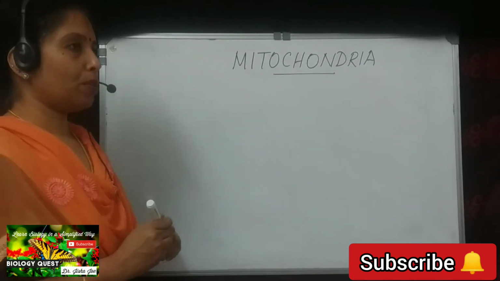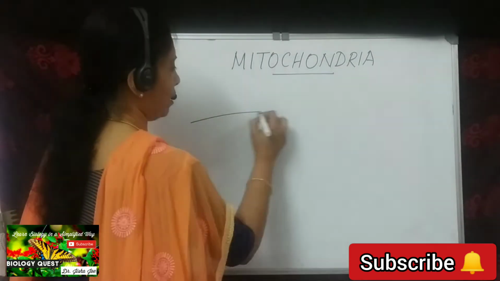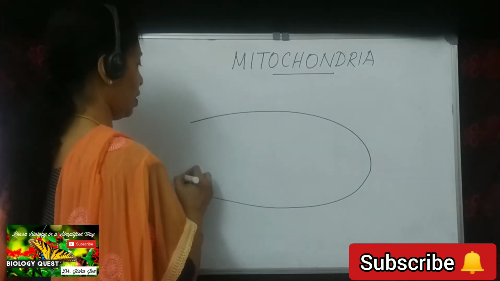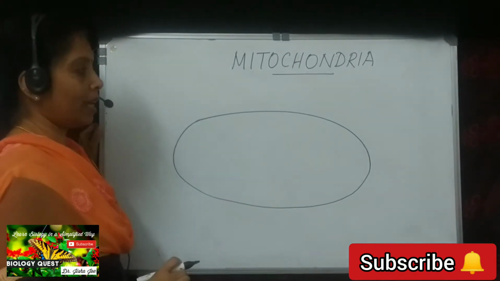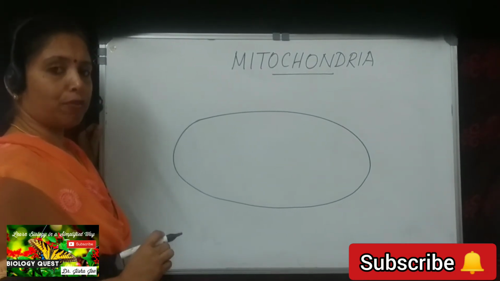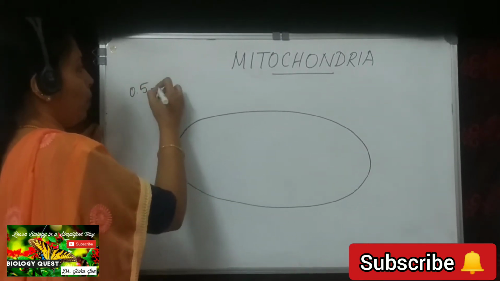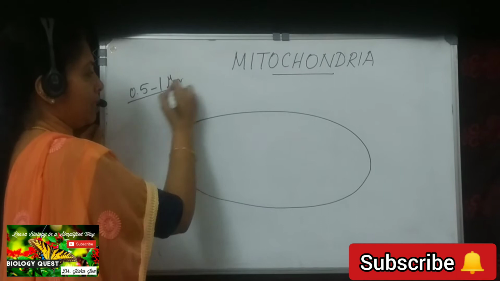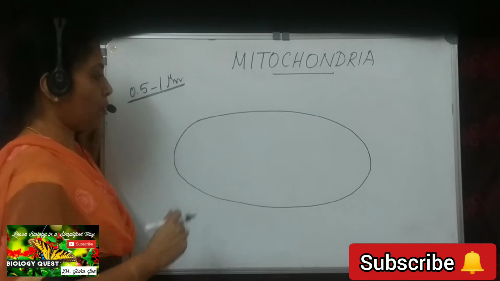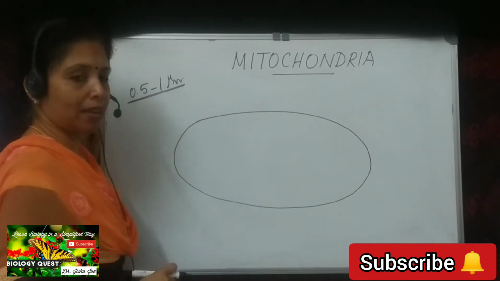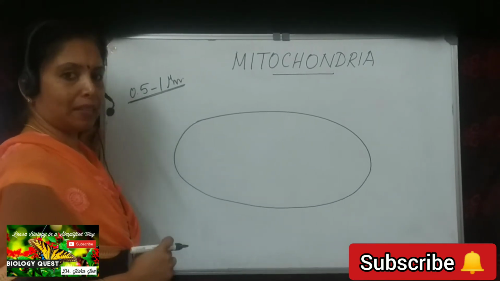Now coming to the structure of mitochondria, as I told you, it is oval in shape, or sausage shaped or cylindrical in shape. That is the mitochondrion. It is about 0.5 to 1 micrometer in diameter, which is the size of the mitochondrion. It has two membranes. It is a double membraned structure.